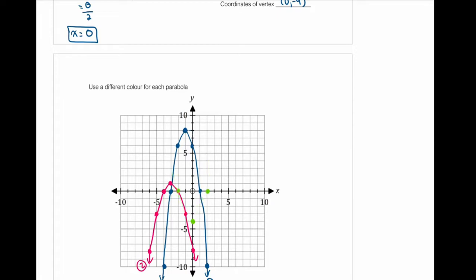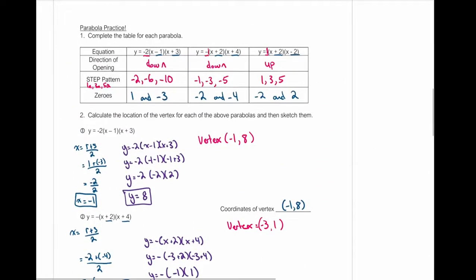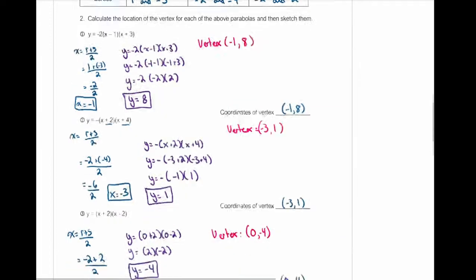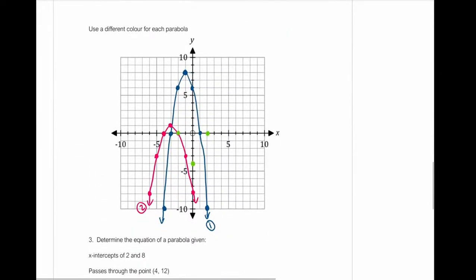But I have my step pattern going back up to the table here. So I can plot or use the step pattern to figure out the rest of my points. The step pattern is 1, 3, 5. Positive this time, so I'm stepping up. So over 1, up 1. I can repeat that on the other side. Over 1, up 3. Those go to my x-intercepts. Over 1, up 5. And there is my parabola or quadratic.